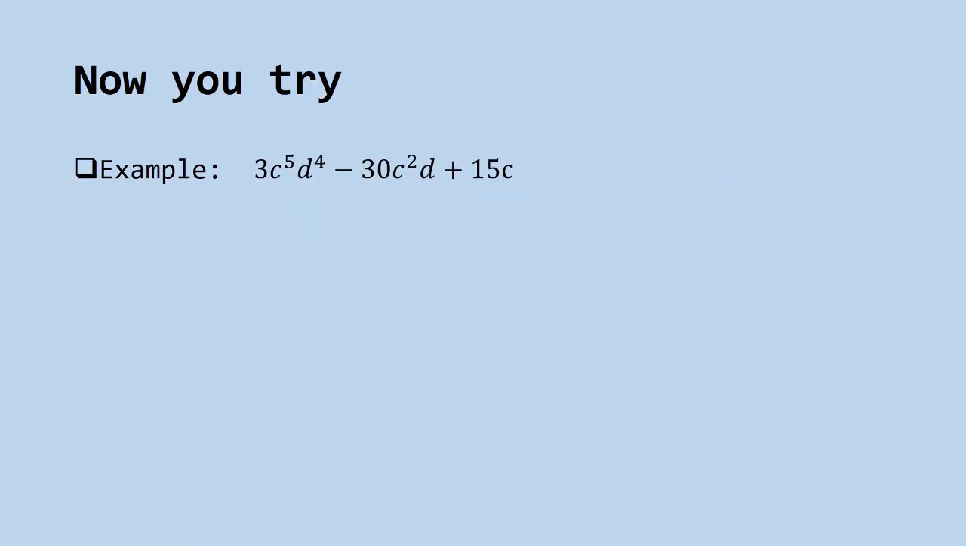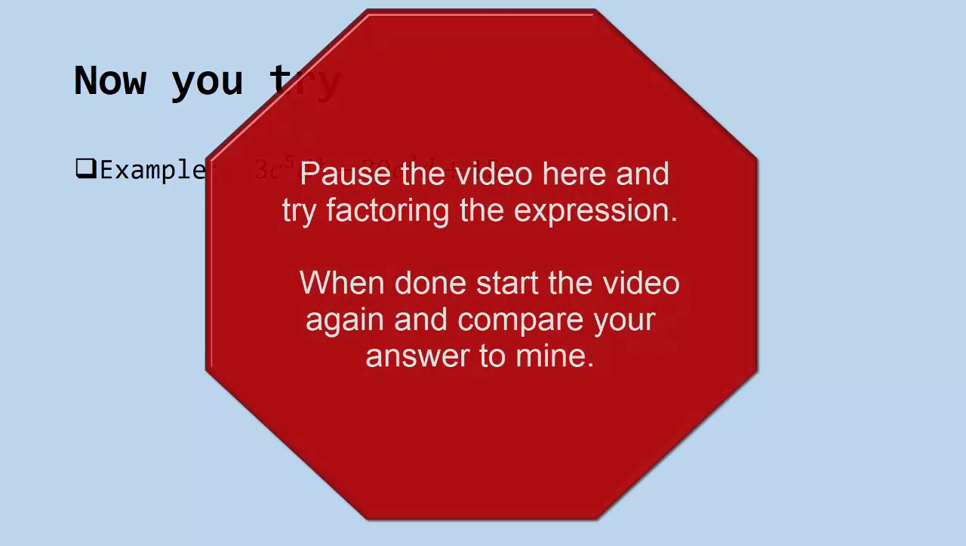Now you try. Your example is 3c to the 5th d to the 4th minus 30c squared d plus 15c. So pause the video now and try this problem out, and then turn it back on when you're complete to see how you did on your answer.